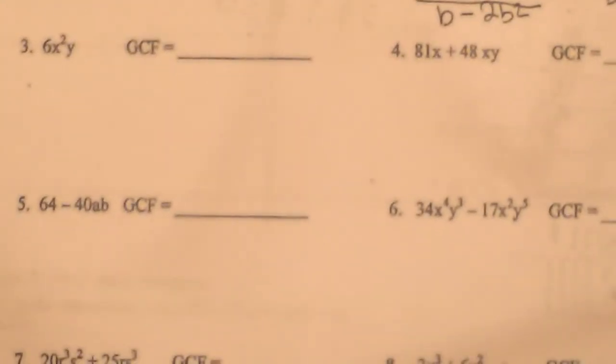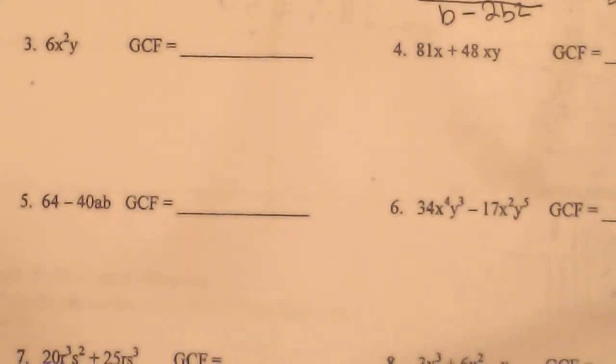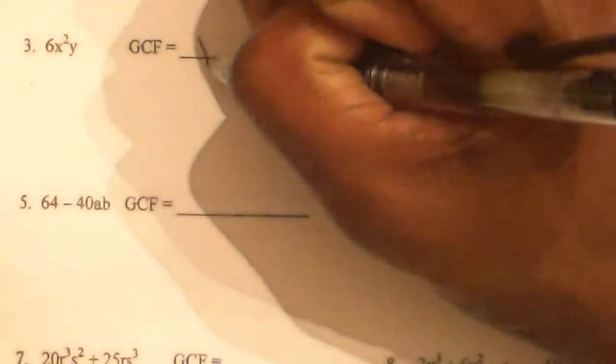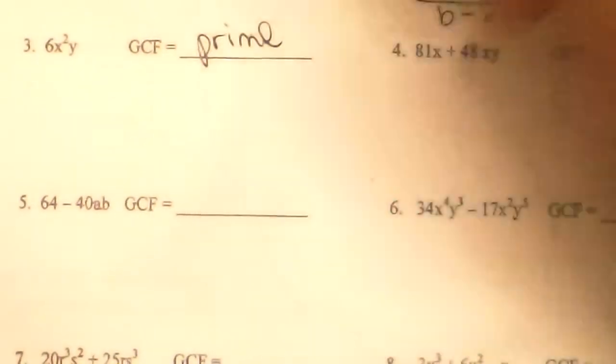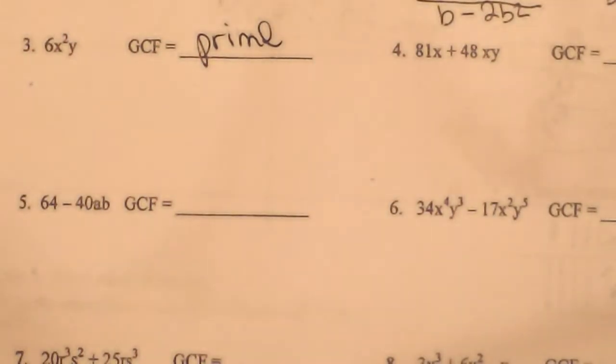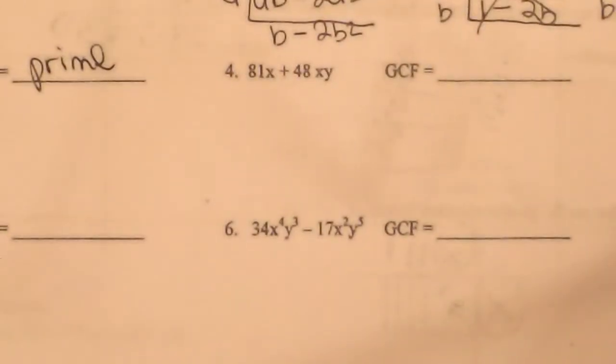Look at number 3. You notice it's just one term. Whenever we have one term, do you remember what that's called? Well, there's no GCF because you have nothing to compare it to. That is just a prime number. One in itself. It's just 6x squared y. Got it? Everybody see why it's prime? Because it's just one term. Look at the next one, number 4.